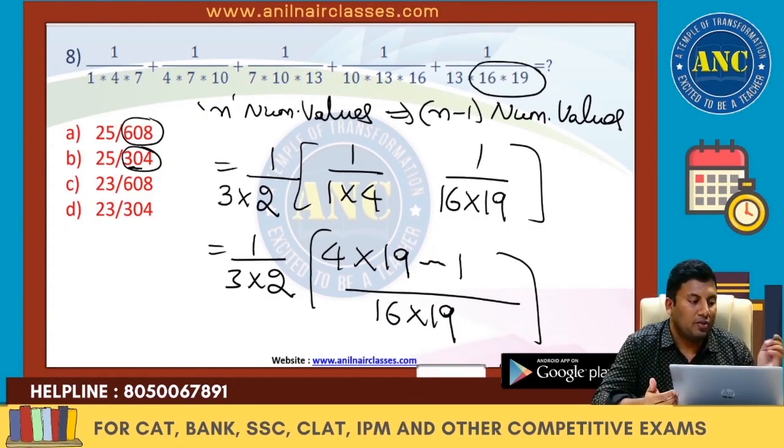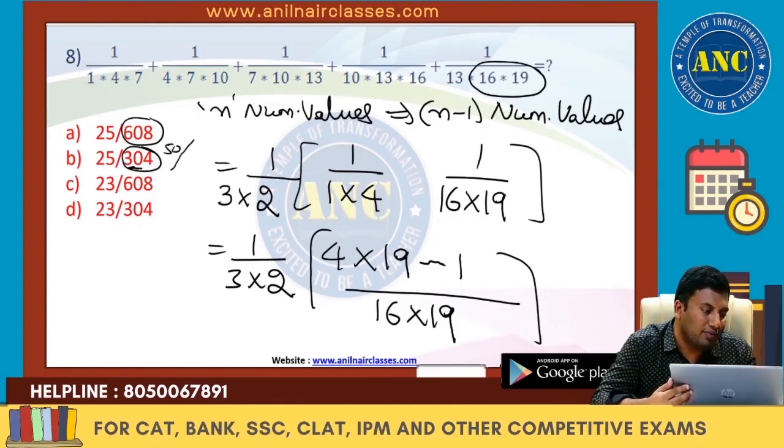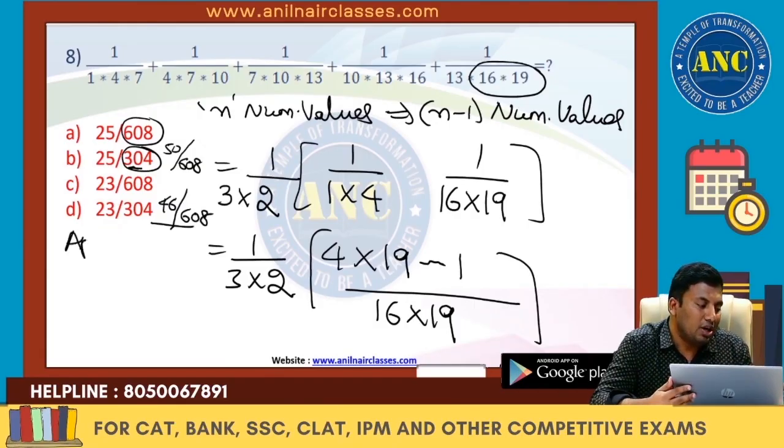Another method, what you can do is 25 by 608, this is nothing but 50 by 608. This is nothing but 46 by 608. That means if I approximate it, 2 options will go away because 2 options are closer to each other. Approximation.